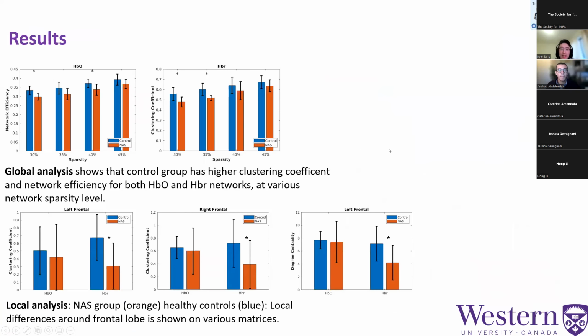Global analysis shows that the control group has higher clustering coefficient and network efficiency for both HbO and HbR networks, and potentially this indicates an overall disruption of functional organization. Local analysis shows the NAS group has lower centrality and clustering coefficient around the frontal lobe. This could mean that the frontal lobe is specifically vulnerable to withdrawal syndrome.